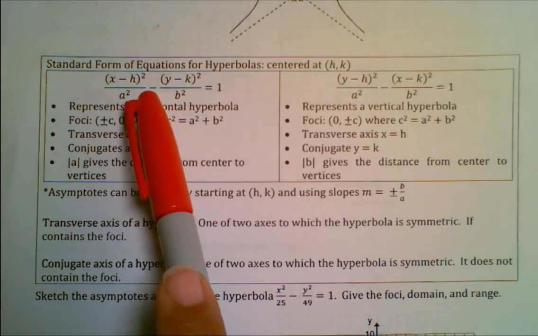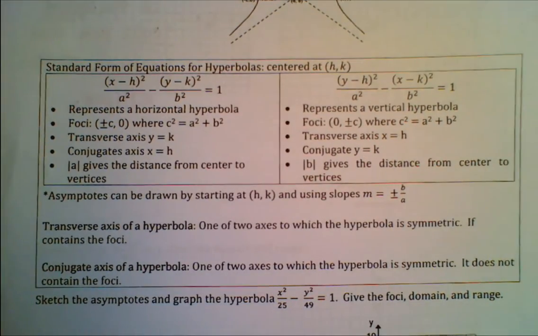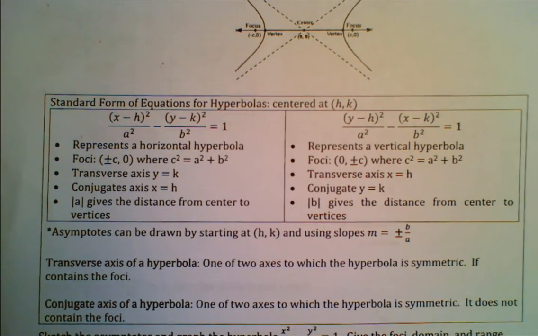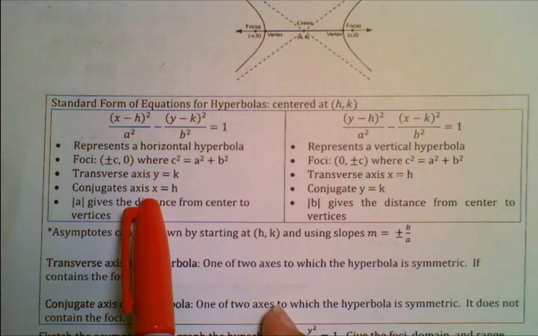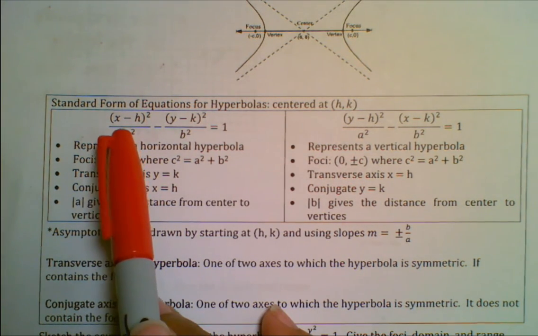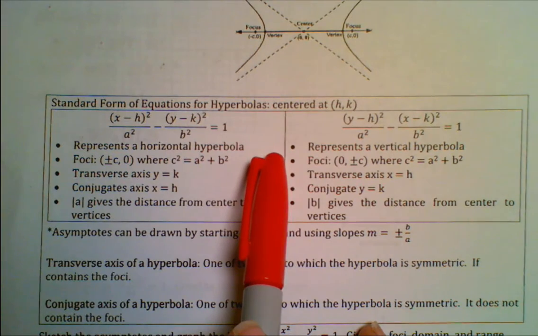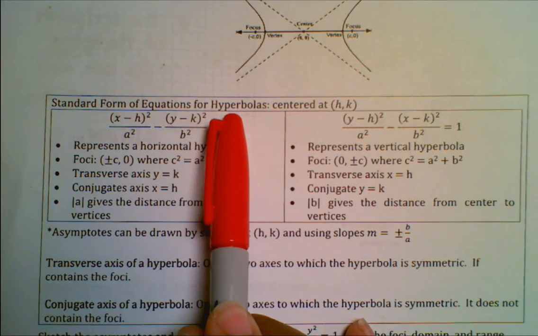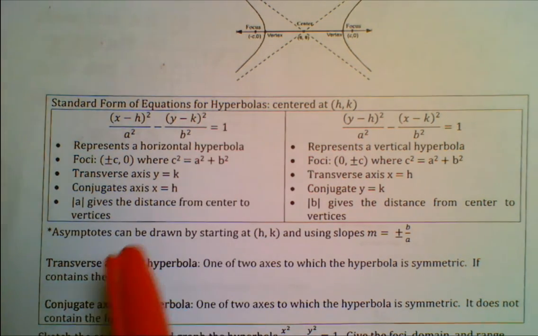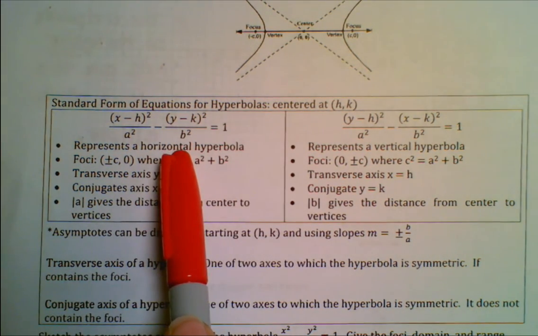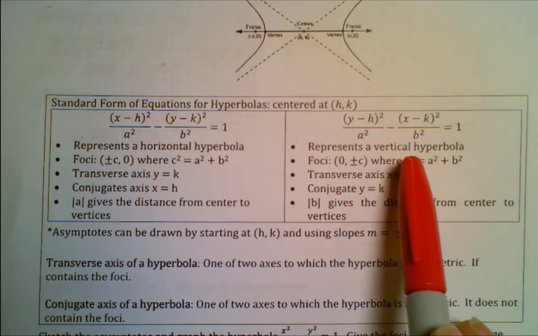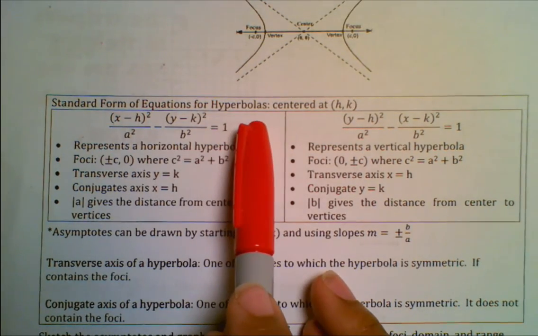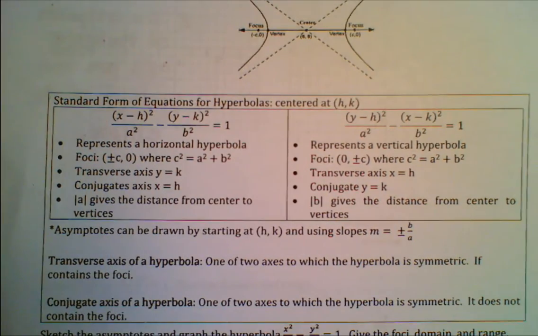And then let's talk about the standard form of equations for hyperbolas where you have the center (h, k). And I'm going to show you exactly how to identify, number one, when an equation is a hyperbola equation. We will have to sketch that, and also how to determine if it's going to be horizontal or if it's going to be vertical.